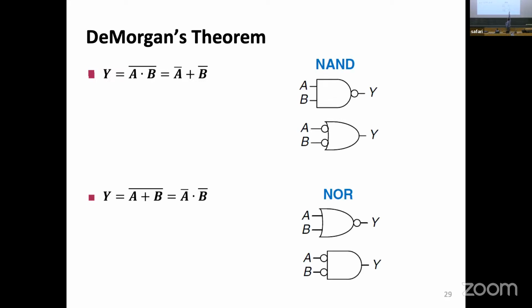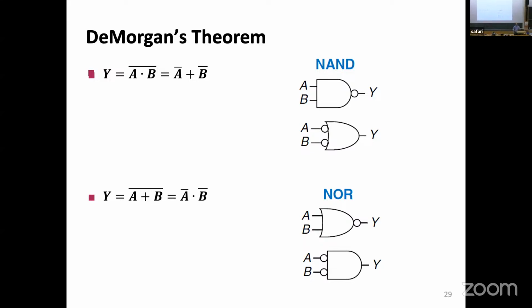this is what happens. If you have a NAND gate, an AND gate with a bubble at the end, that's your NAND, this is equivalent to having an OR gate with 2 bubbles at the beginning. Or if you have a NOR gate, an OR gate followed by an inversion, the bubble here, this equals an AND gate with 2 bubbles at the beginning.